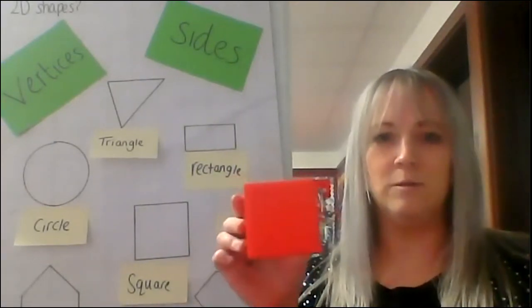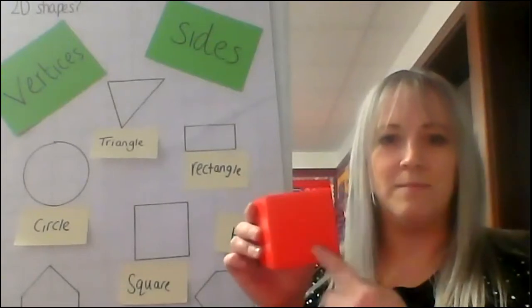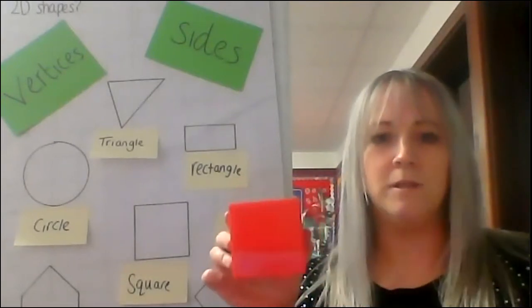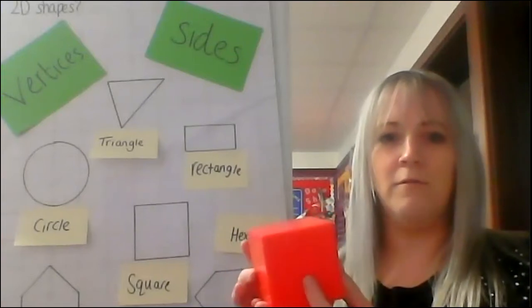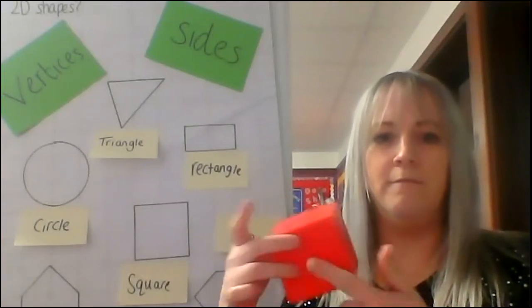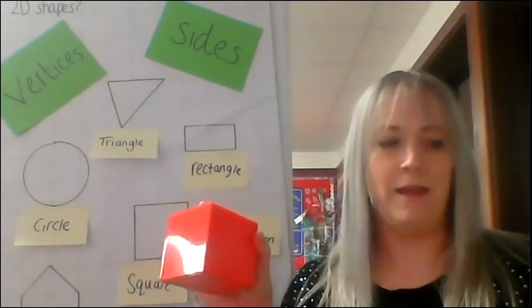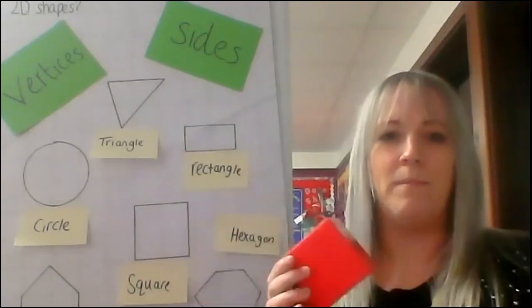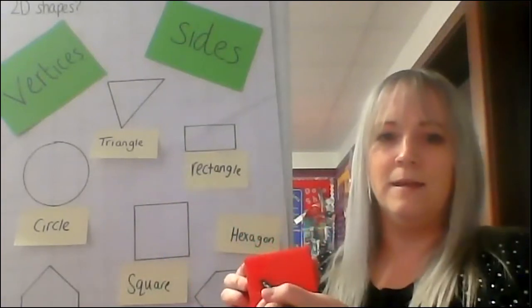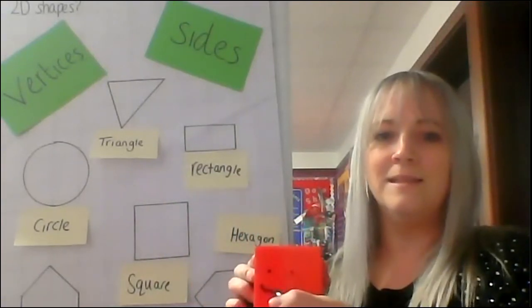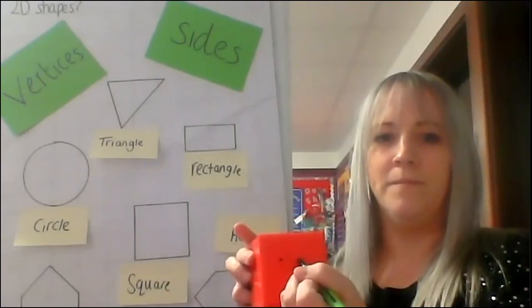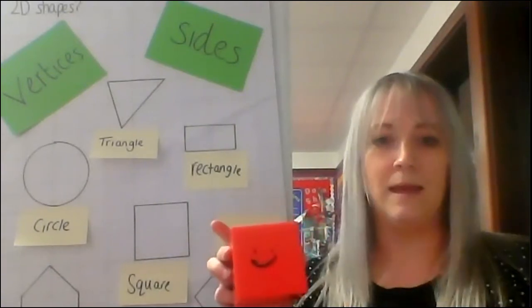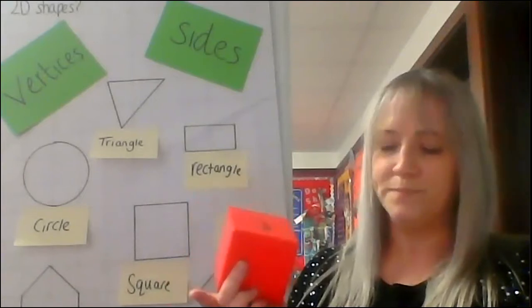So faces, when we're talking about the face, we're talking about this area here. So on this cube, it has 1, 2, 3, 4, 5, 6 faces. One way to help us remember how many faces is that we can draw a smiley face on each side, and then we can count them up. And this is what we were doing at the beginning of the week.